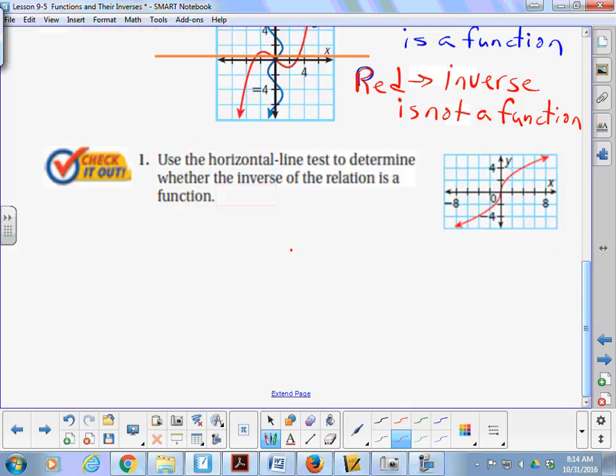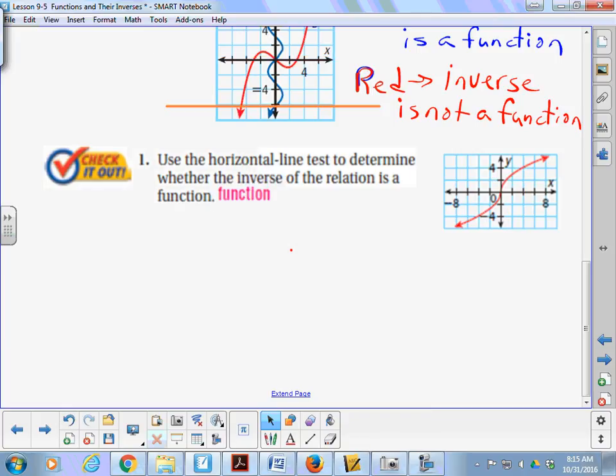So would the inverse of this be a function? Yes, because it passes the horizontal line test. I bring down that horizontal line, and it's never going to intersect anywhere but one spot. So the inverse of that would be a function. All right, there's the first thing. We like them when they're that easy.